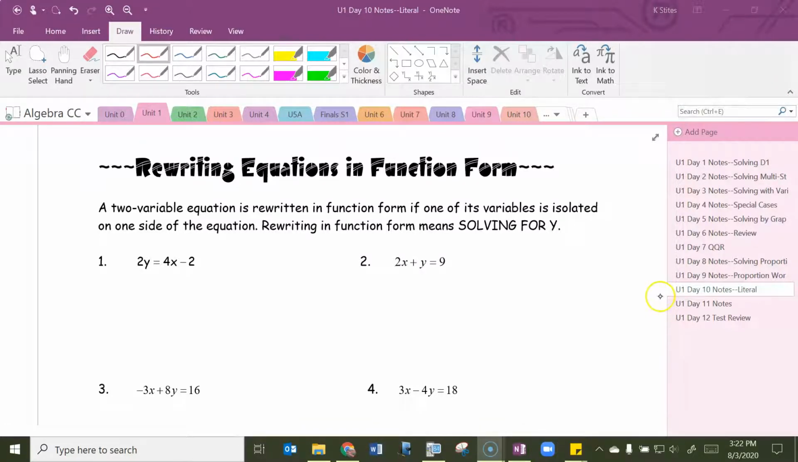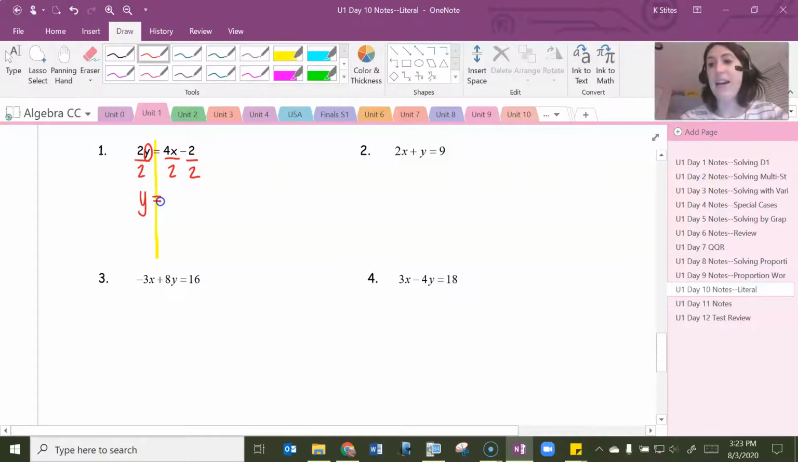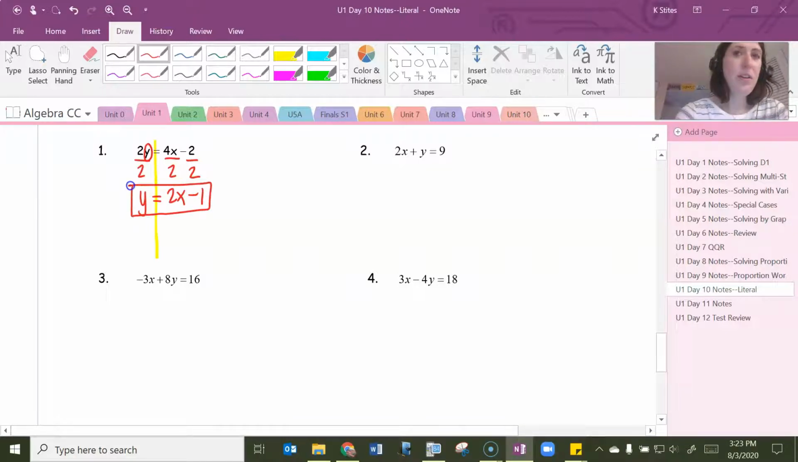So if you look at number 1, just told you we're solving for y, so let's go ahead and circle it. And you can draw your line if you'd like. The only thing on the side with the y is the 2. And it's multiplying, so guess what we're going to do? We're going to divide it. Okay, and then you want to go ahead and you want to simplify that, okay? So 4x divided by 2 is 2x, and negative 2 divided by 2 is negative 1. Okay, and there's your answer.